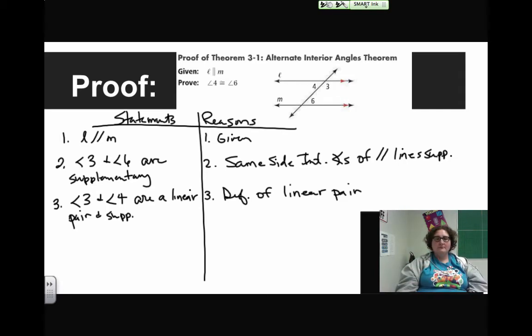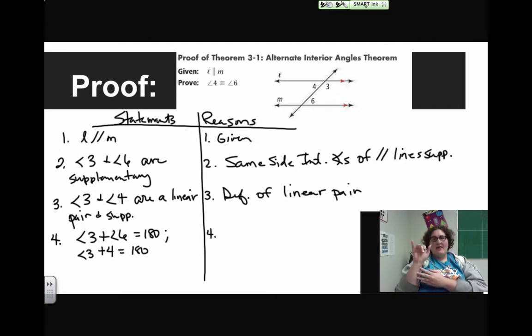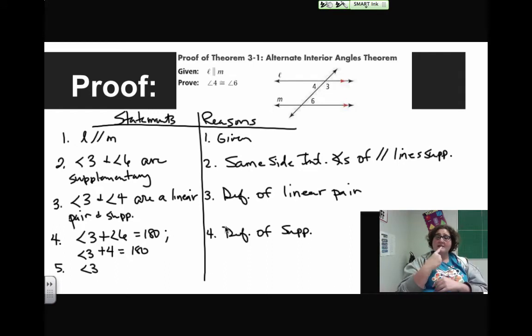Okay. Now, I can say that angle 3 plus angle 6 equals 180. And I can also say that angle 3 plus angle 4 equals 180. And this is by the definition of supplementary. Okay. Now, if they are both set equal to 180, I can now say that angle 3 plus angle 6 is equal to angle 3 plus angle 4. And this is going to be by substitution.